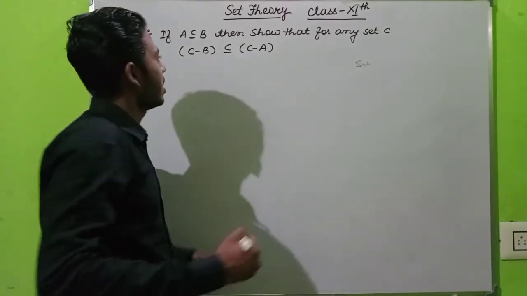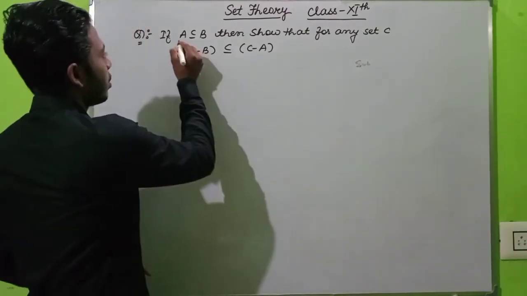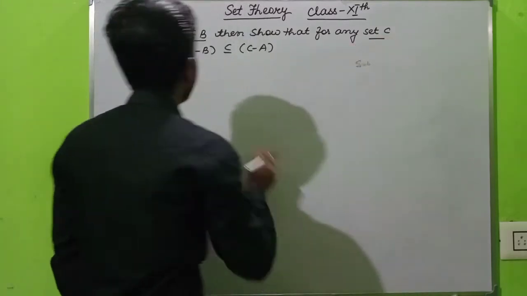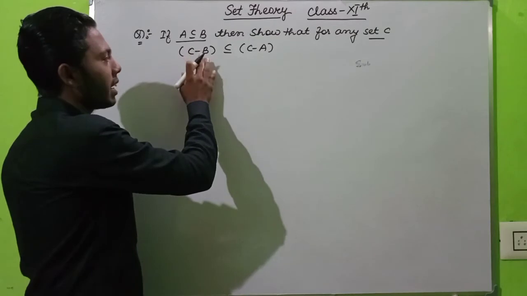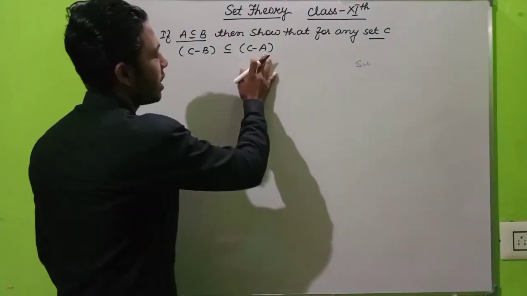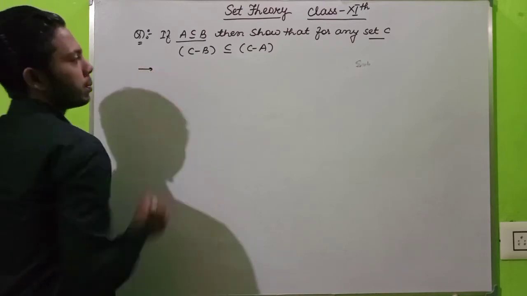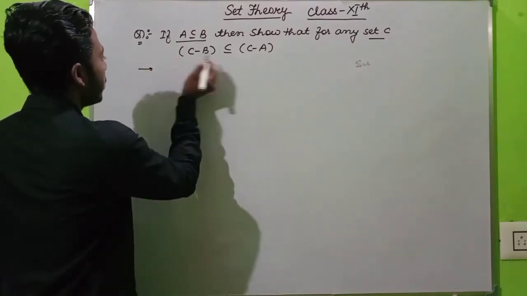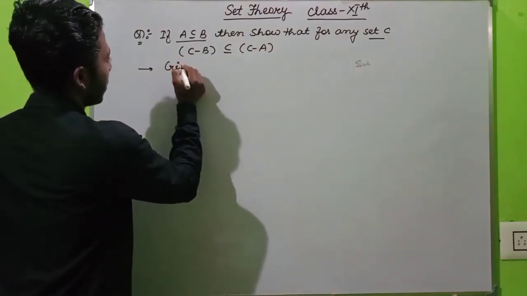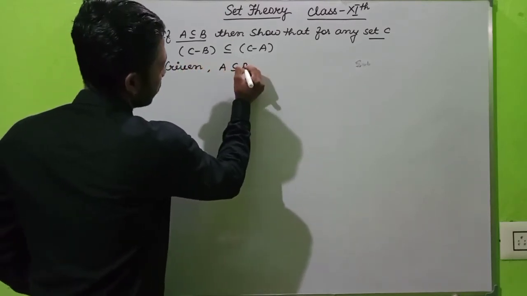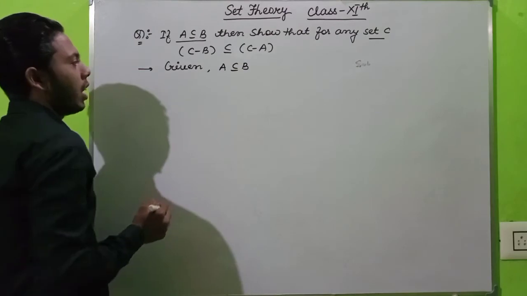Now we will see this question. If A is a subset of B, A B का subset है, then prove that for any set C, the difference set C minus B is a subset of the difference set C minus A. So we will prove this question. Given part: A is a subset of B. This is given.